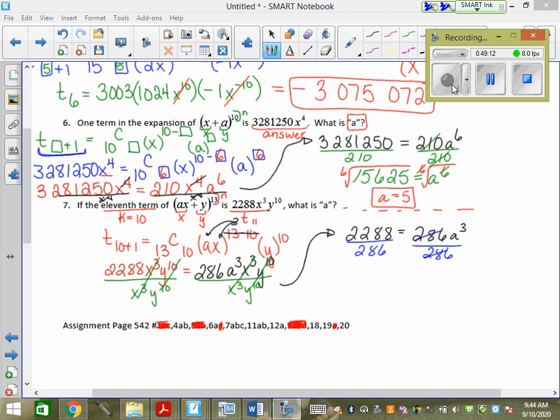What does this equal? Cube root, a equals 2.